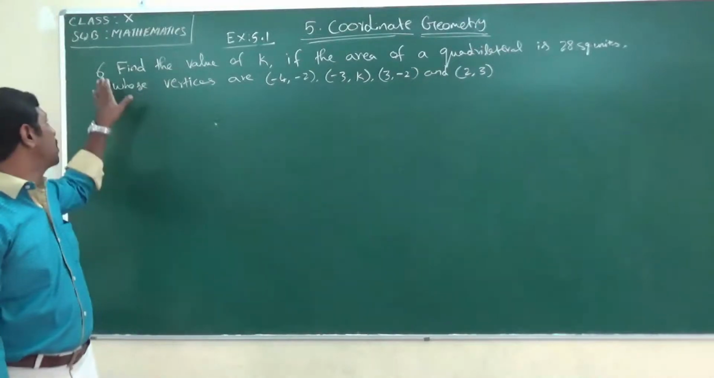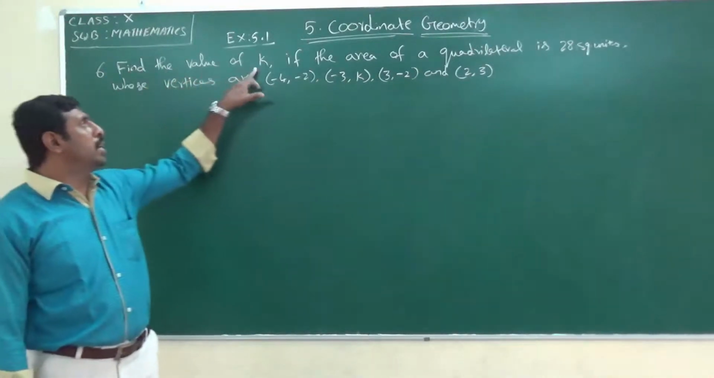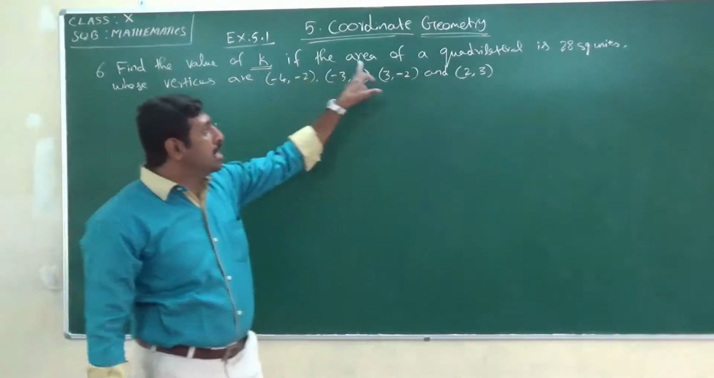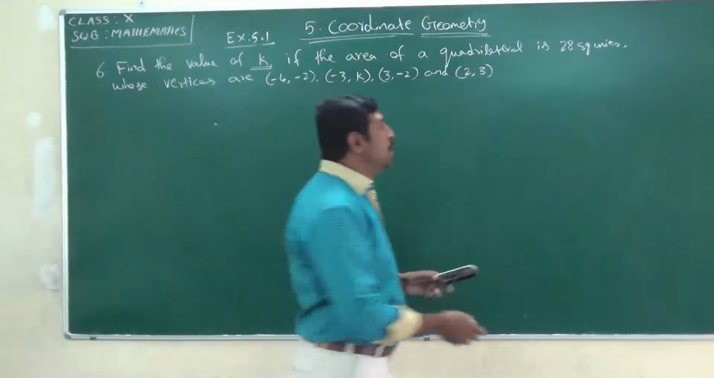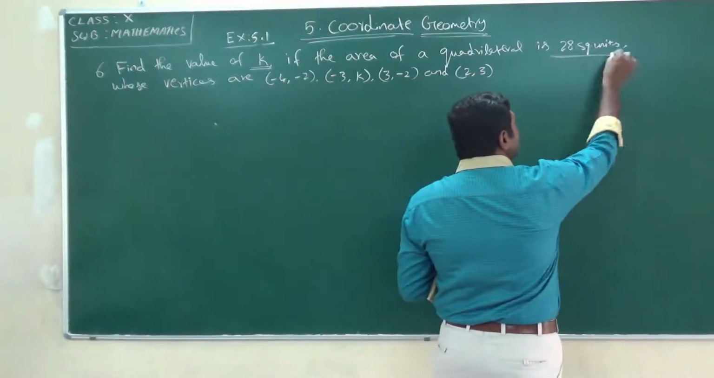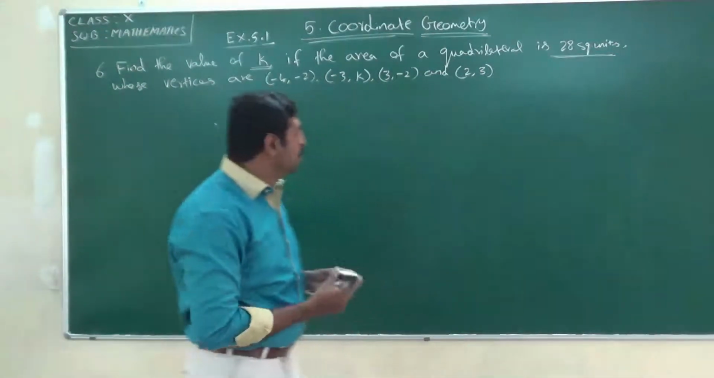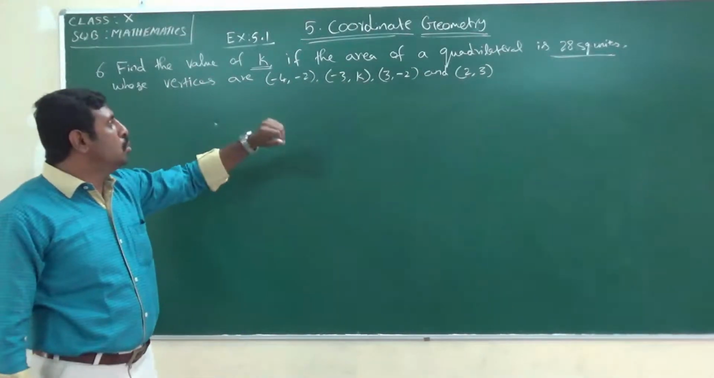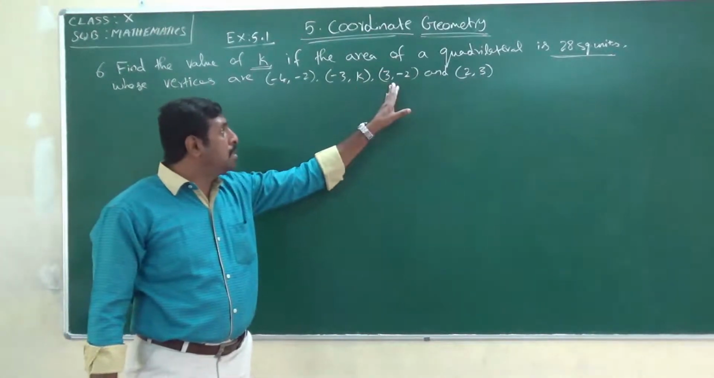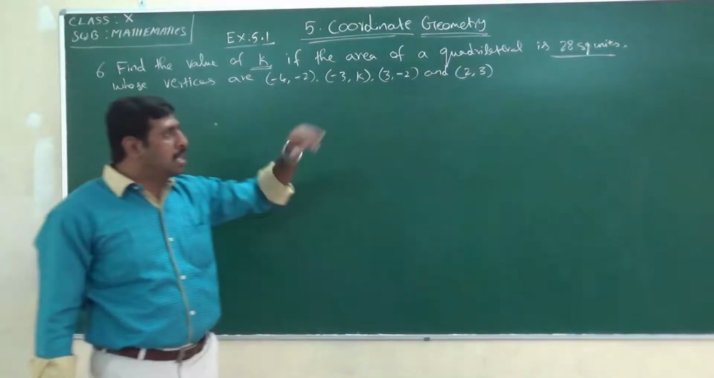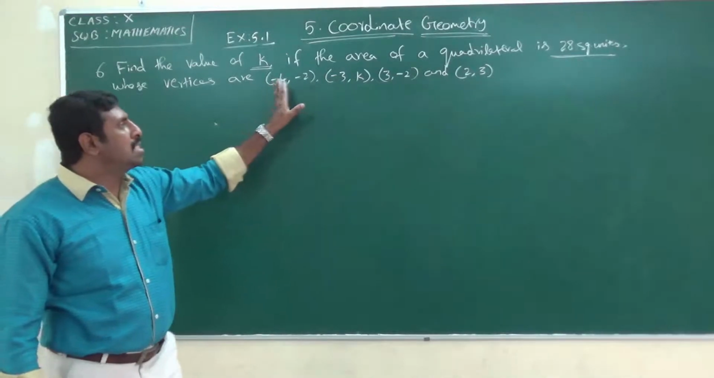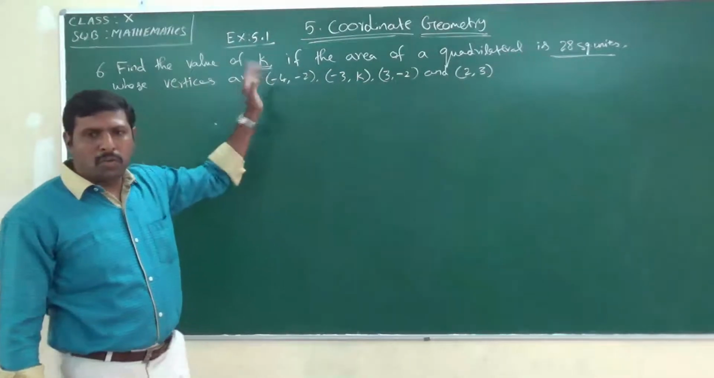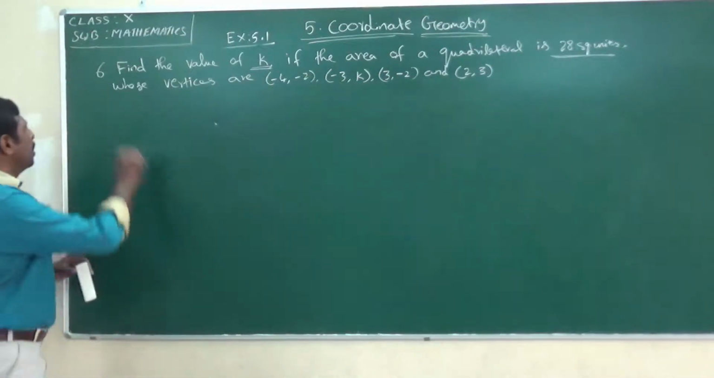Hi students, exercise number 5.1 in coordinate geometry. Let's see question number 6. Find the value of k. We want to find out the value of k if the area of the quadrilateral is given as 28 square units, whose vertices are minus 4 comma minus 2, minus 3 comma k, 3 comma minus 2 and 2 comma 3. Let me take the given points as A, B, C, D. Now the area of the quadrilateral is given and we want to find the value of k.